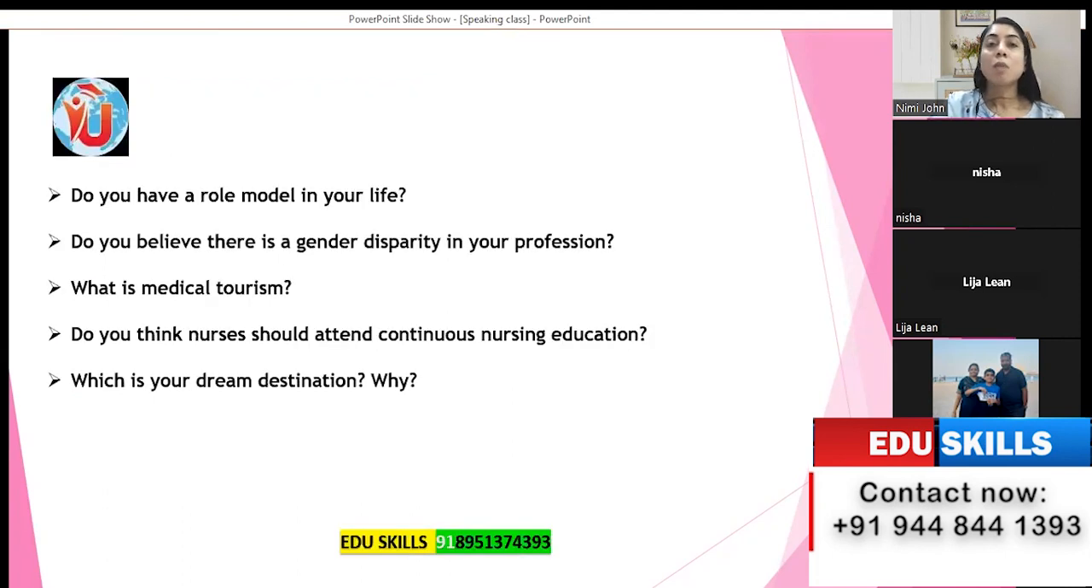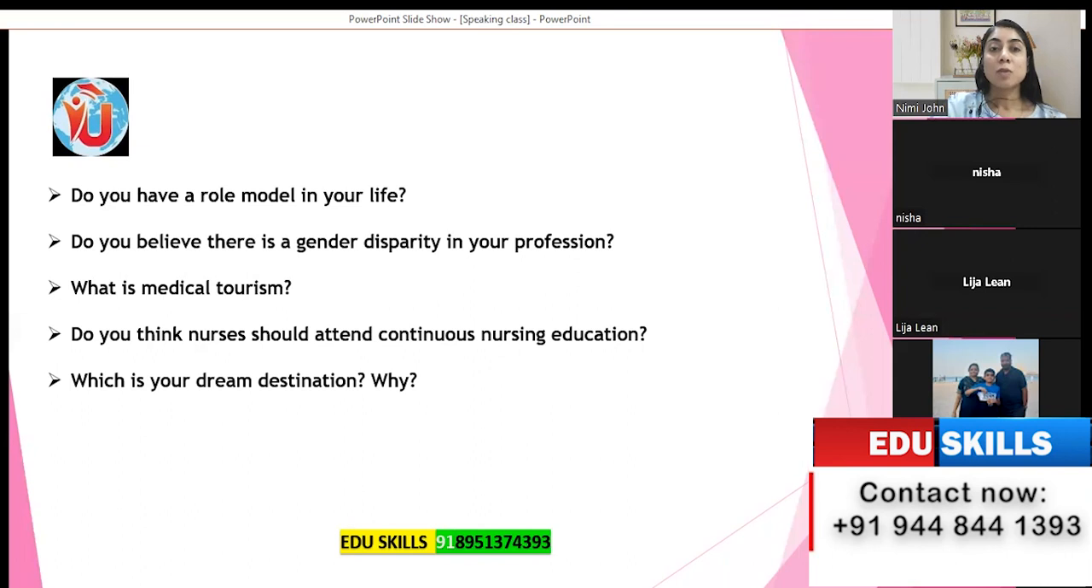Do you have a role model in your life? Yes, everyone has their own role model in life, maybe your mother or your senior or your manager. Whoever it is, you can say accordingly. And do you believe there is a gender disparity in your profession? Sometimes we can say there is, for working in some units, maybe maternity units. Otherwise there is not that much gender disparity in our profession.